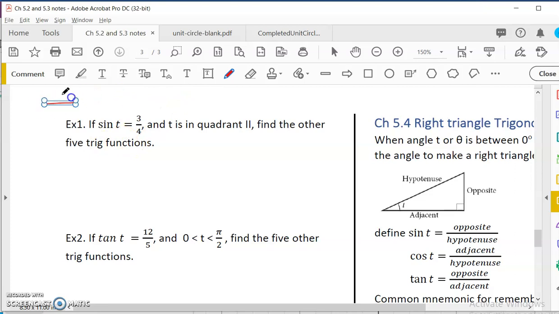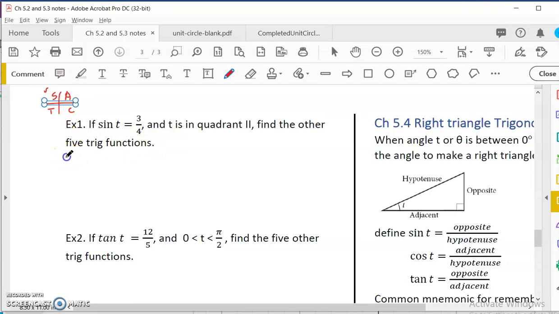So remember the "All Students Take Calculus" rule. Since t is in quadrant 2, sine is positive. You will know that only sine is positive, and also its reciprocal, but cotangent, tangent, and cosine are negative. This is the reason why they tell you where it is, because when you say sine t is 3 over 4, t can be in both quadrant 1 and 2. So now we want to find the other 5 trig functions.